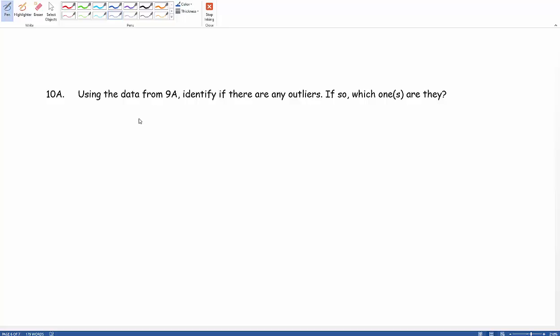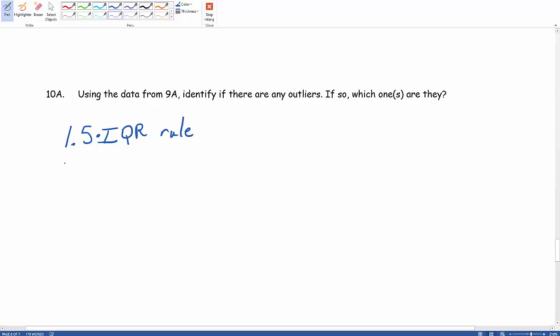Here we are at 10A from our target 3. We're asked, using the data from 9A, identify if there are any outliers, and if so, which ones are they? To find outliers, we actually have a rule. It's called the 1.5 times the IQR. So 1.5 times the IQR rule.